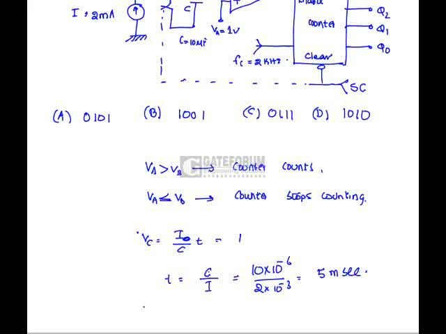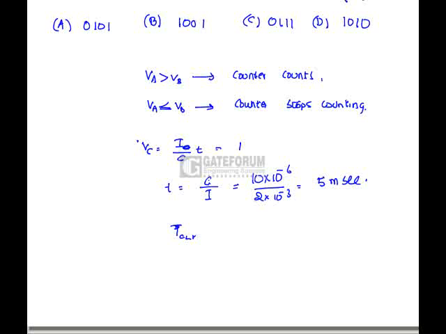The number of clock pulses applied to the counter decides how many counts occur within this 5 milliseconds. So the clock period TCLK is nothing but 1 by FC, which is 0.5 milliseconds. So the count is equal to T by TCLK, which is 10. Hence the count is 1010. Hence option D is correct.